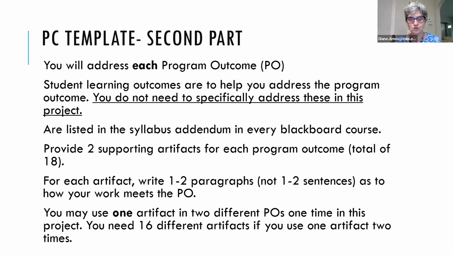So I mentioned all of these program outcomes are listed in the addendum in every Blackboard course. For this project, there are 9 program outcomes, and you need to provide 2 examples, or we would call them exemplars or artifacts, all the same thing. 2 examples of your work that show you developed competency for that program outcome. So you need a total of basically 18 different assignments from your various courses throughout the program.